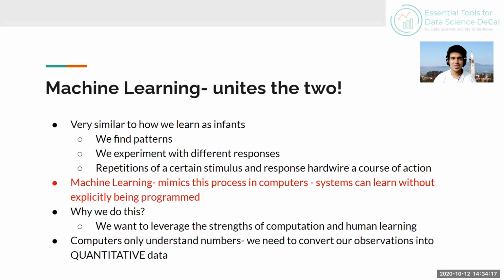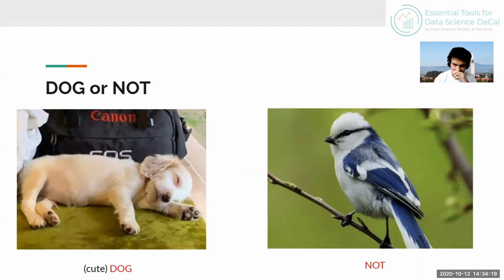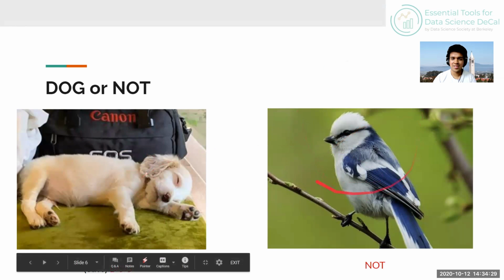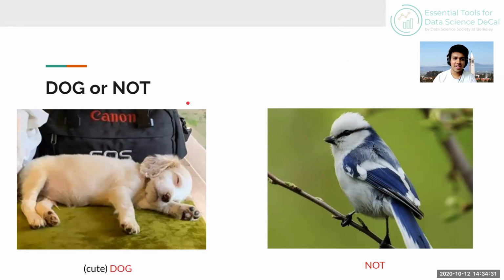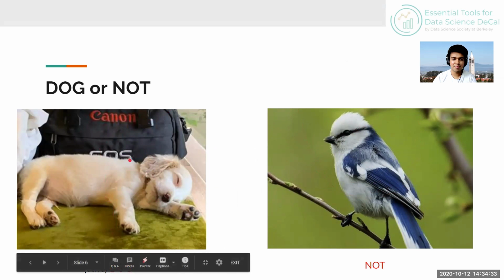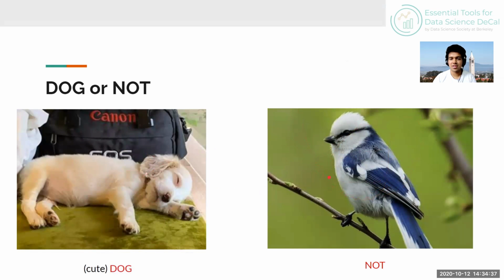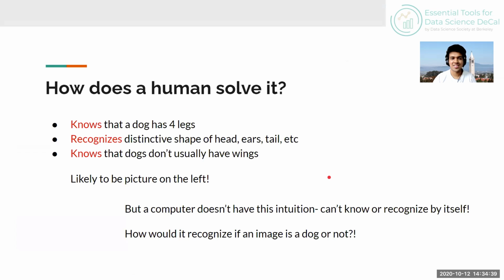That's a nice segue to an example of machine learning. This is a fairly simple machine learning application. It looks at the picture and tells us whether the picture has a dog in it or something that's not a dog. Over here, you can see that it flags this picture as having a dog in it, and it flags this picture as not having a dog in it, which seems very accurate.